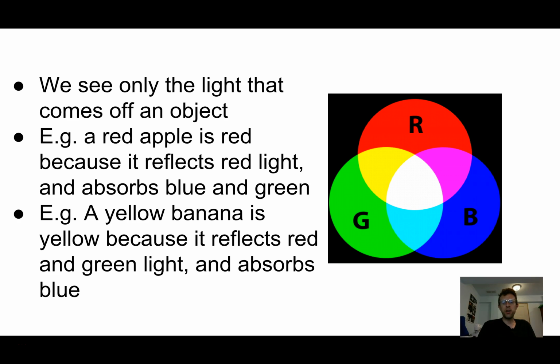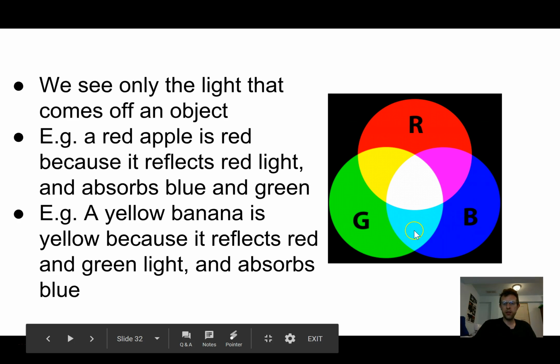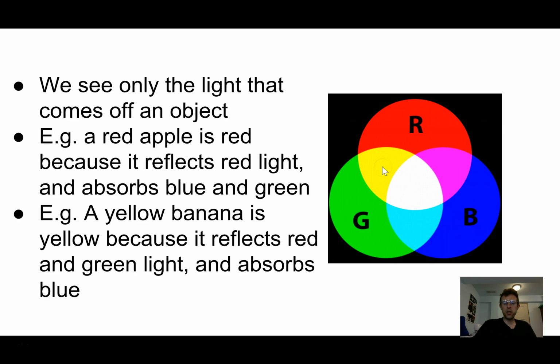If I put it under a cyan spotlight right here, cyan light, cyan is blue and green together. Well, this yellow thing is pretty good at reflecting green. It absorbs the blue so we don't see it anymore. So all we're going to see is the green part of this cyan light. So we put a yellow banana under cyan light, and we're going to end up seeing green.